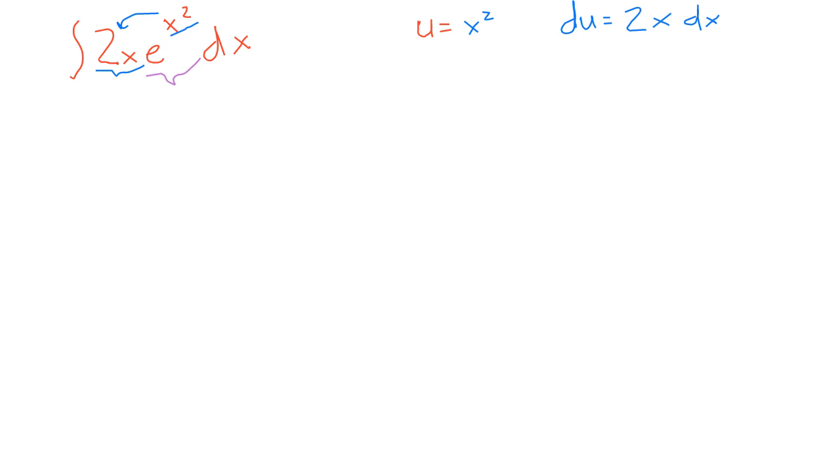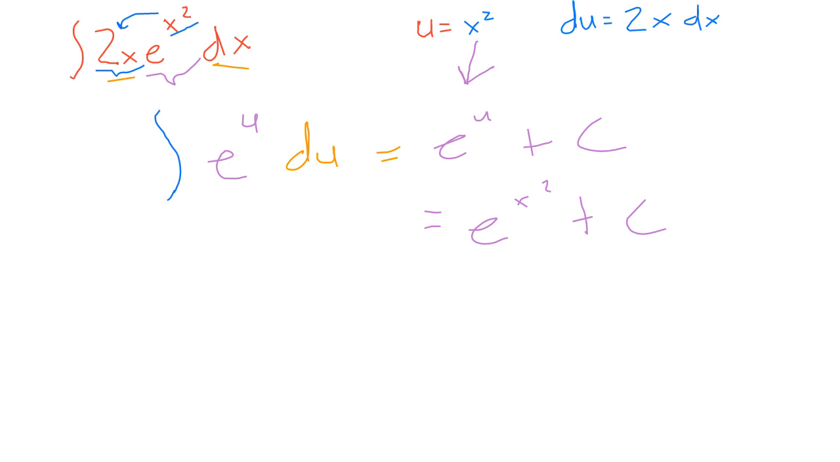So now it's a matter of just plugging everything in. We had that outer function e, which has now been replaced with u. And then we also have our 2x dx multiplied, so we can say just du. And we integrate that, that's going to get us e to the u plus c. And then our final step is just to plug in what our original u was. So we get e to the x squared plus c as our final answer.